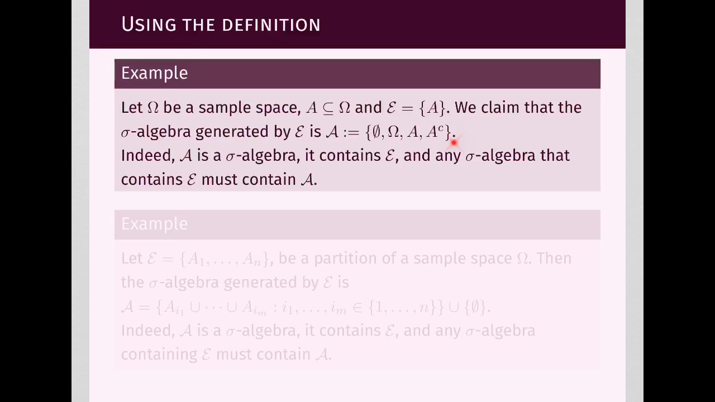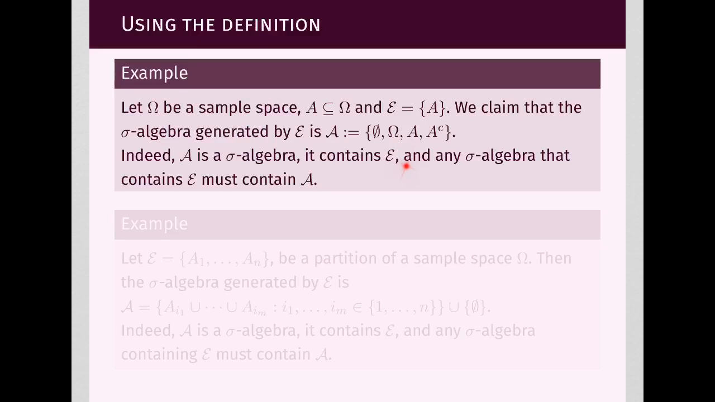Now, how can we justify from the definition that the sigma algebra generated by this class is this one? Well, we have to check that this family satisfies those three properties. First, it is a sigma algebra. Yes, we can check this is a sigma algebra. It contains E. Yes, it does contain E because E only has this element and this element is here.